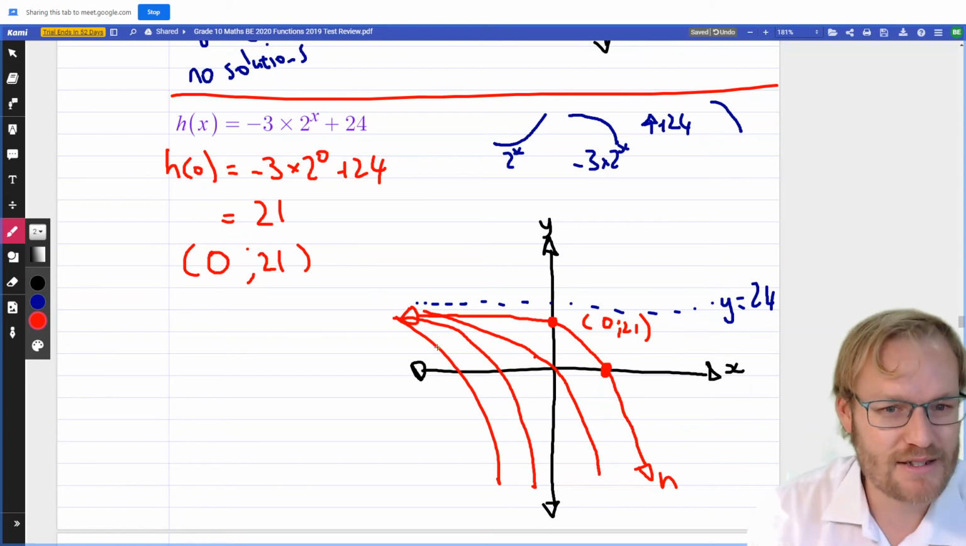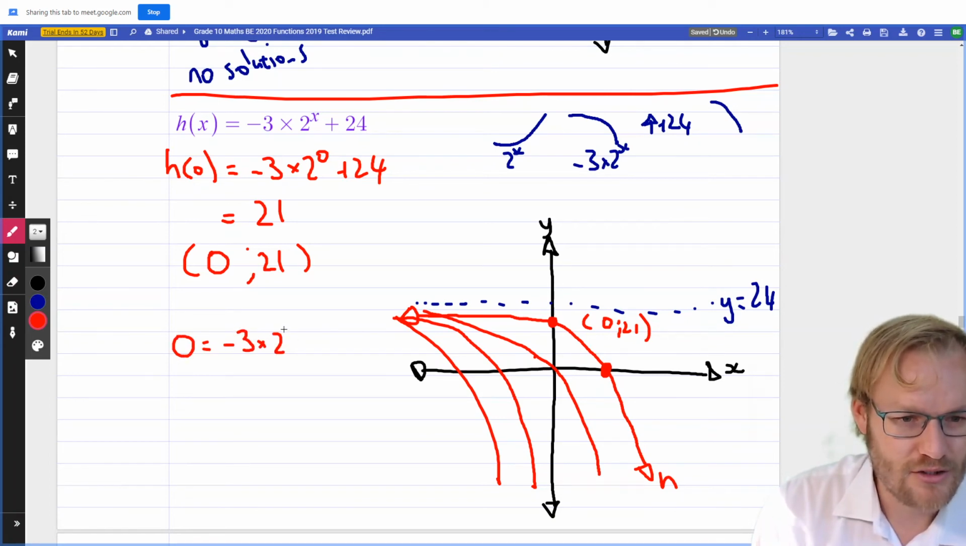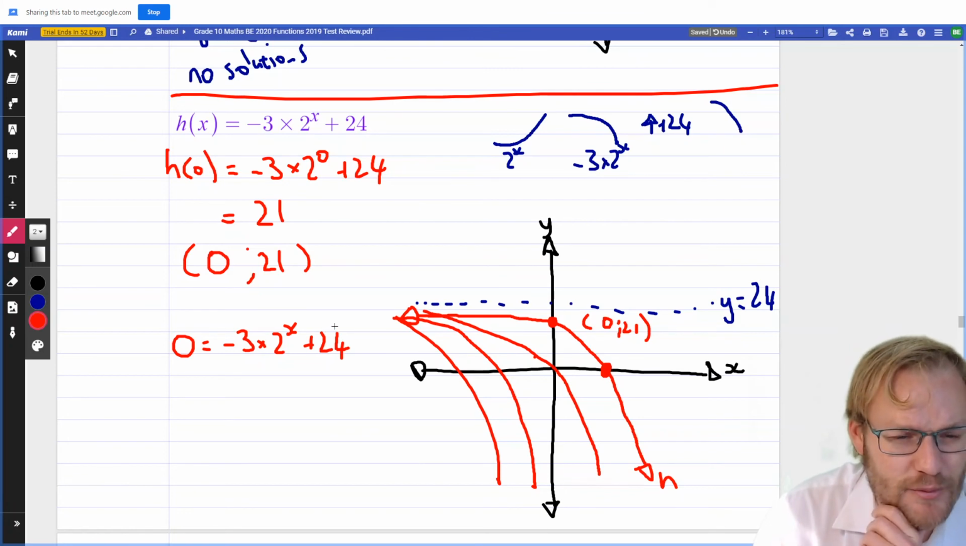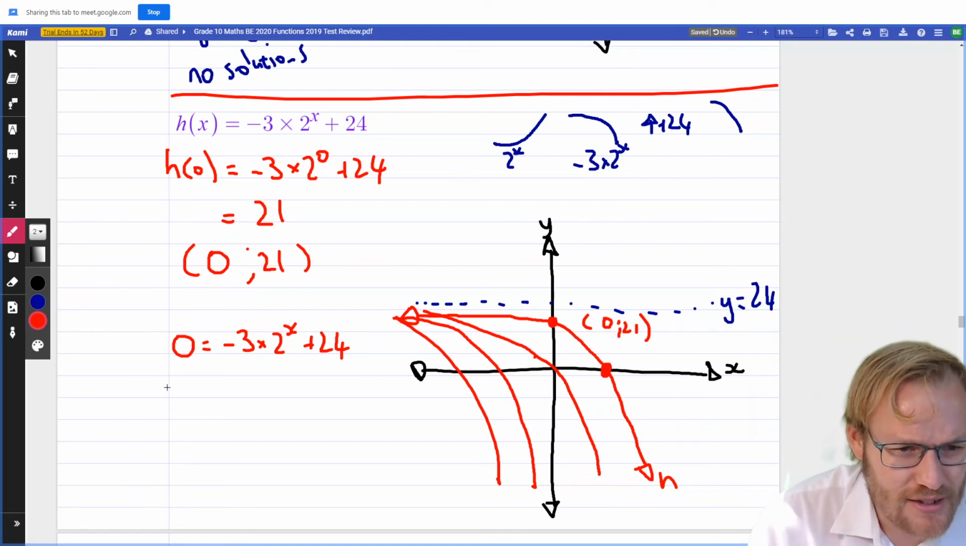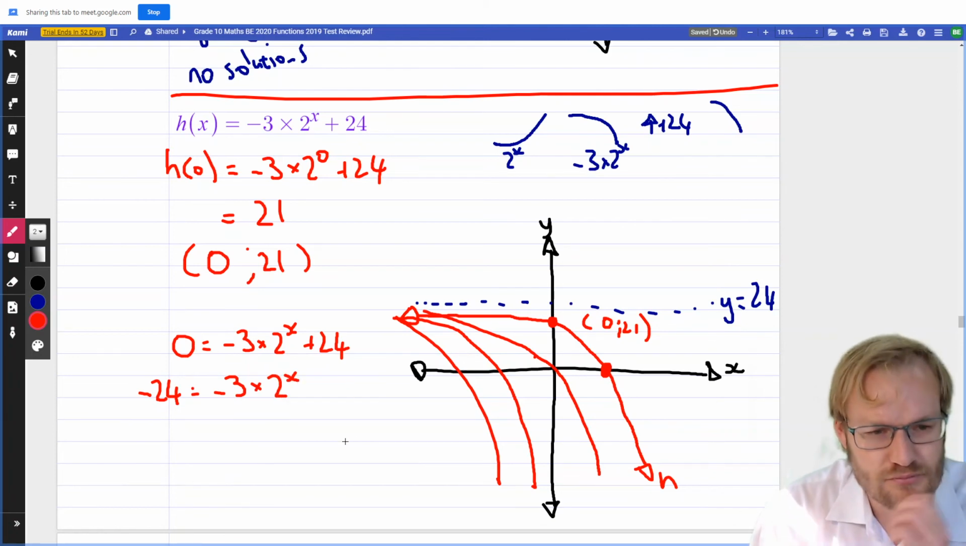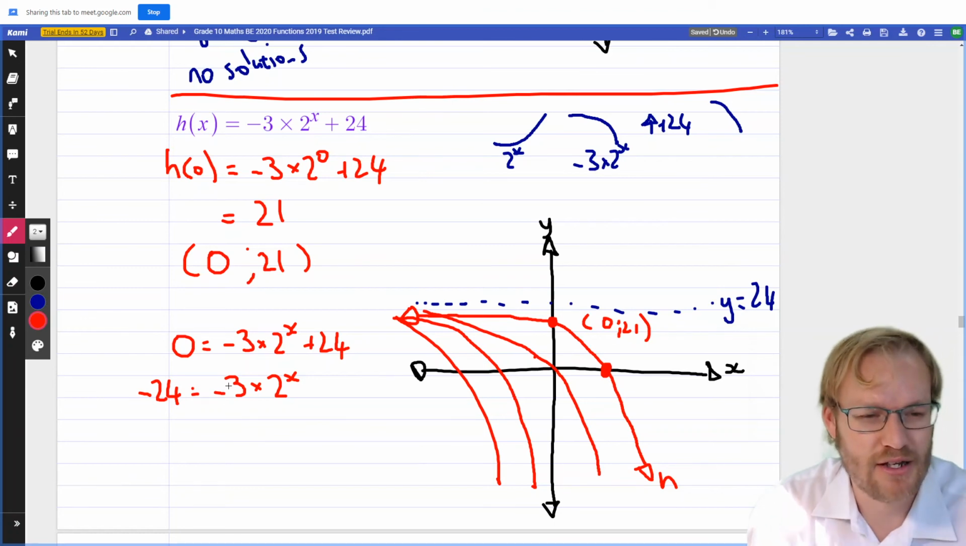How do we find the X-intercepts of any function? Well, that's when y equals 0. So 0 equals negative 3 times 2 to the x plus 24. Okay, let's subtract 24 from each side. You might solve this in a different way, but my thinking is let's subtract. So we get negative 24 equals negative 3 times 2 to the x. Cool. I'm going to divide both sides by negative 3, so we don't have that negative 3.